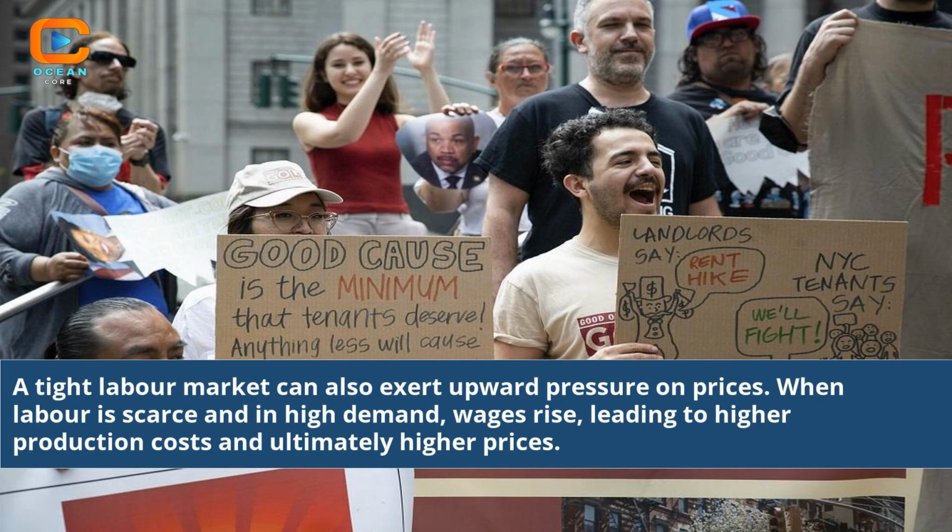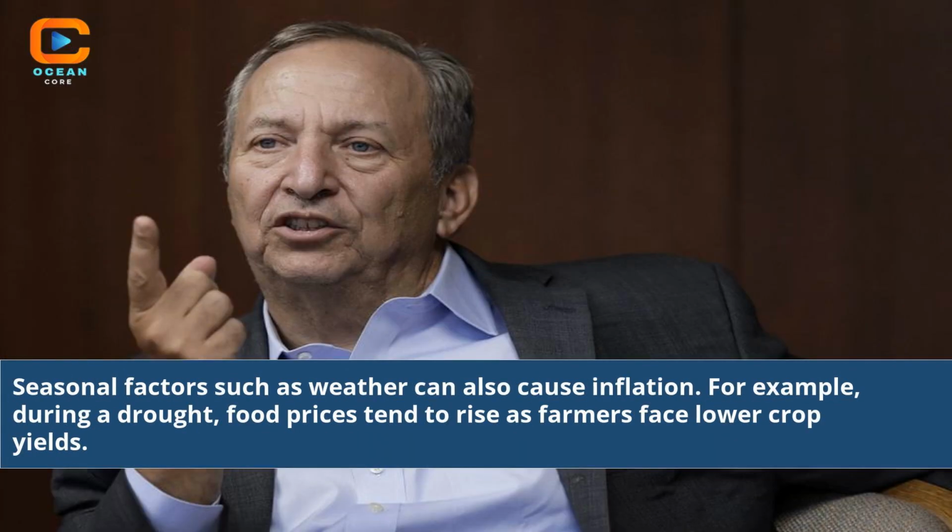A tight labor market can also exert upward pressure on prices. When labor is scarce and in high demand, wages rise, leading to higher production costs and ultimately higher prices. Seasonal factors such as weather can also cause inflation. For example, during a drought, food prices tend to rise as farmers face lower crop yields.